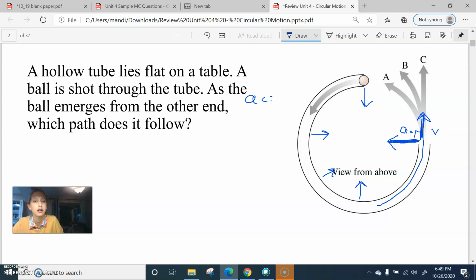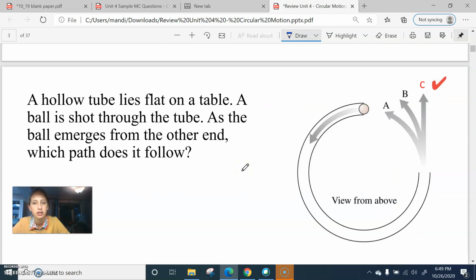Okay, a_c equals v squared over r. That v and that a are at a right angle to each other. So the correct answer is C. All right, it is a tangent path. Yeah, I got it right.